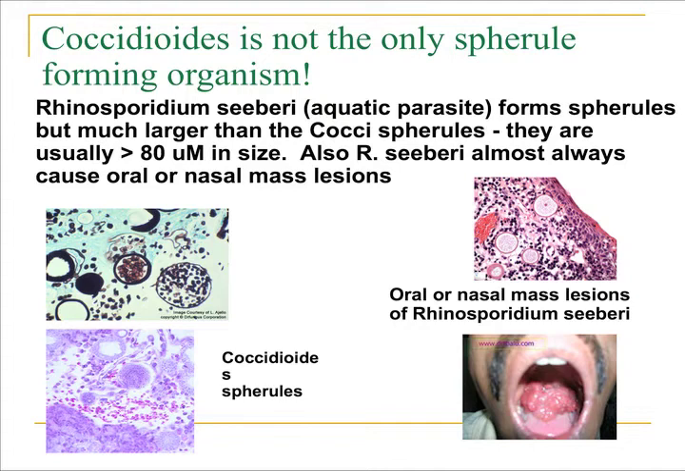But there are a few things that are strikingly different between the Cocci spherules and the spherules of Rhinosporidium. If you notice the spherules of Cocci on the left-hand side, they are usually, as I said before, about 20 to 80 microns in size. The spherules of Rhinosporidium are much larger. They're standardly over 80 microns in size. Also, the disease of Rhinosporidium is very different from the Cocci disease. Cocci is usually in your lung or disseminates throughout organs of the human, whereas Rhinosporidium is usually found as oral or nasal mass lesions.